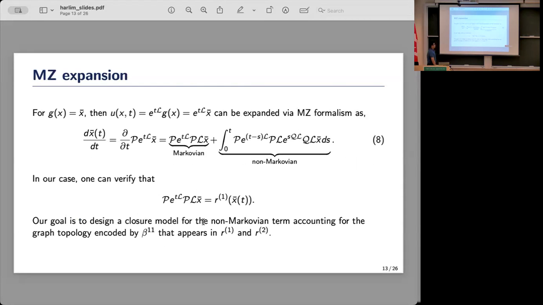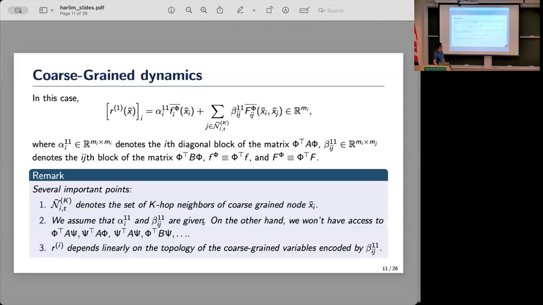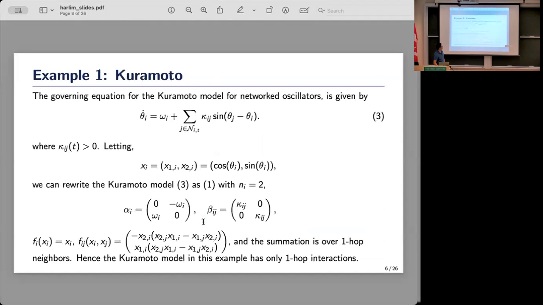Now, to go back to the MZ expansion, yes? Okay, alpha and kappa. So let's see, you see there's a kappa ij, right, and alpha is this, right?